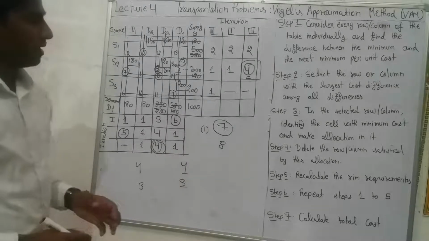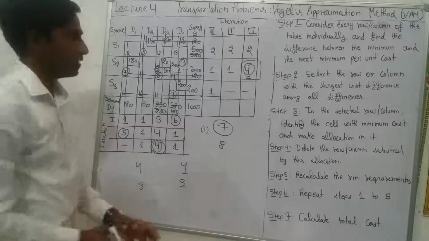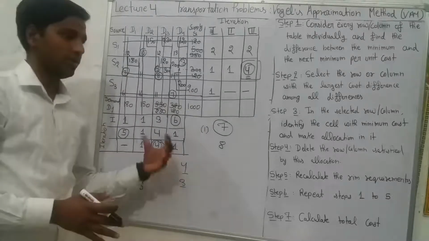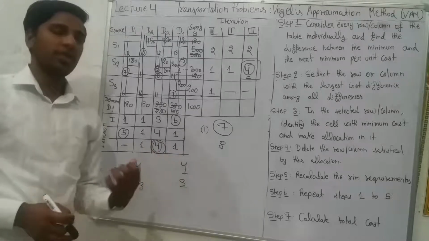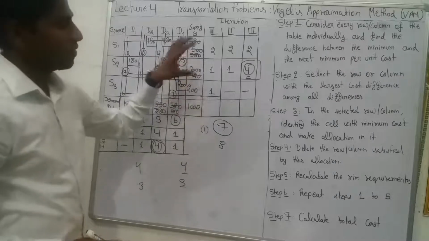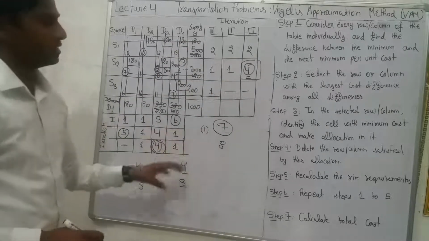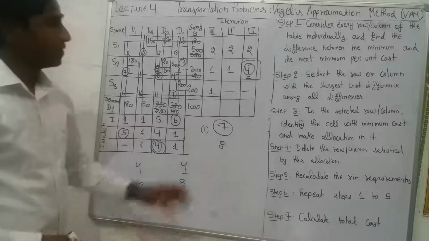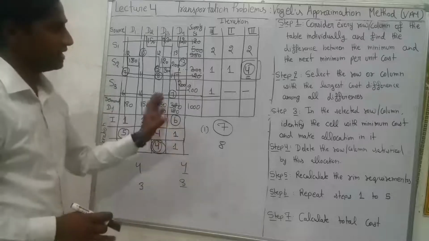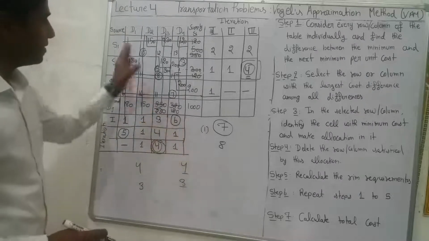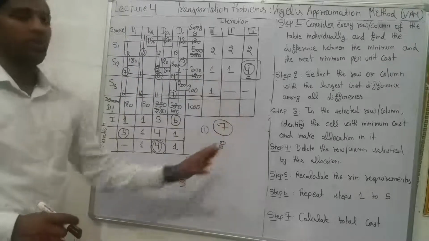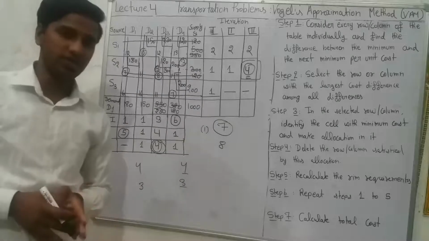Now we will come to the plus points of Vogel's approximation method. We have discussed the drawbacks of the northwest corner rule method and the least cost method: they do not consider the cost differences, the penalties or opportunity cost. So Vogel's approximation method is considered the most efficient among these three methods because it considers the cost differences, or the penalty of not selecting the best route.